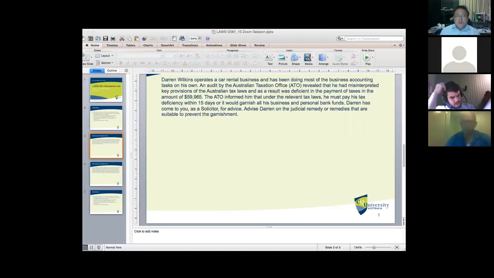So before we talk about judicial remedies, what is it that we need to establish first? Before we start talking about judicial remedies, what is it that needs to be established first? That there's been a wrong? That there's a need for a remedy? No, that's kind of too broad. Okay. What is it that you need to show if you apply for judicial review?